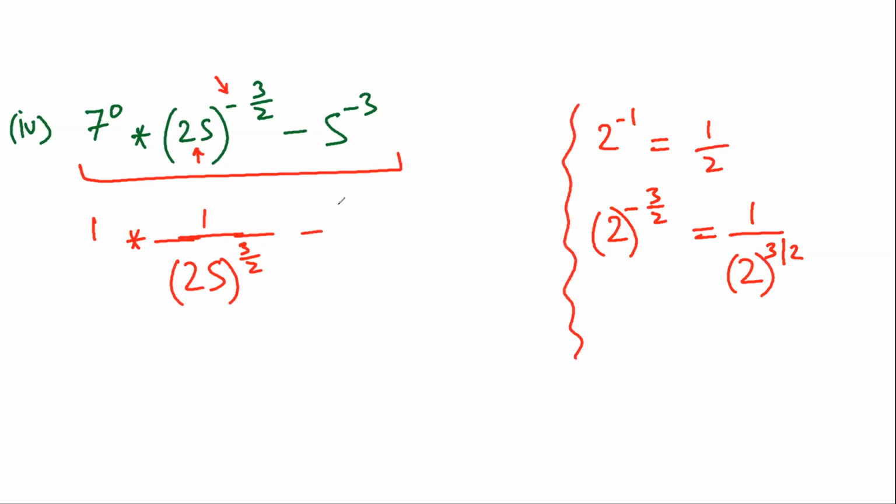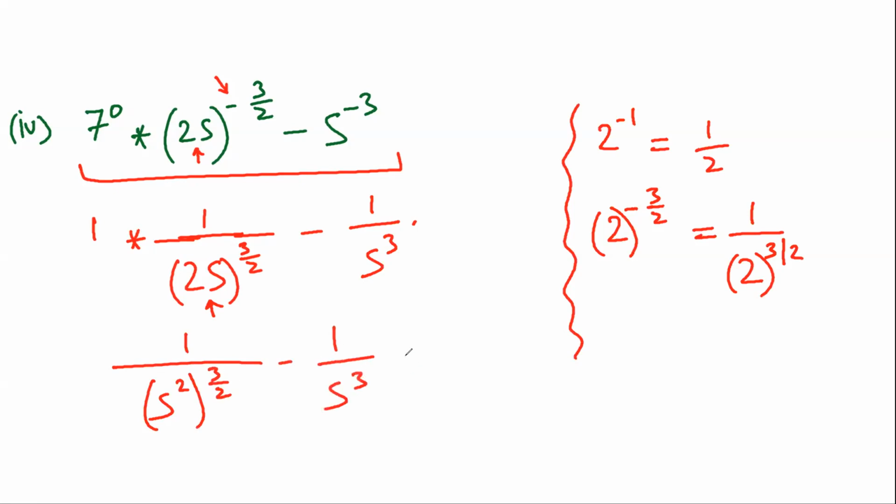So minus, again, I can write this as 5 cube. This 25, I can write it as 5 square. Outside I have 3 by 2. And this is 1 upon 5 cube. I hope you have understood that I have ignored this part. This is of no value now.